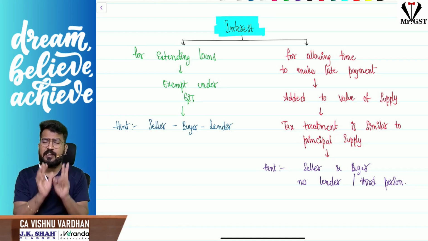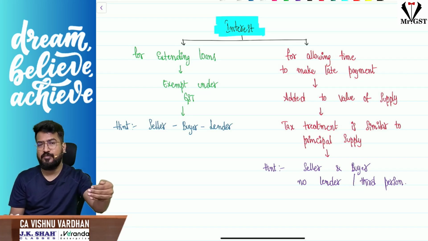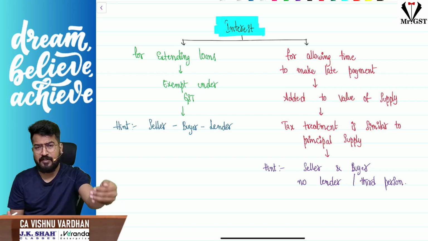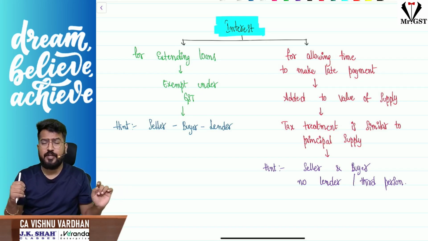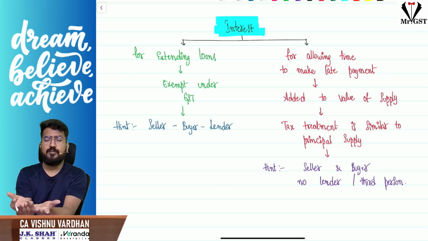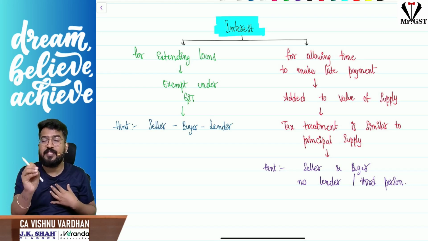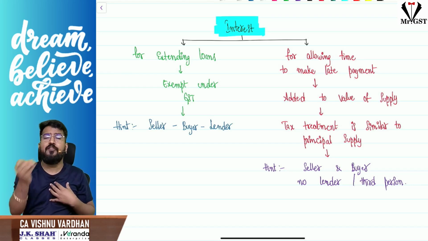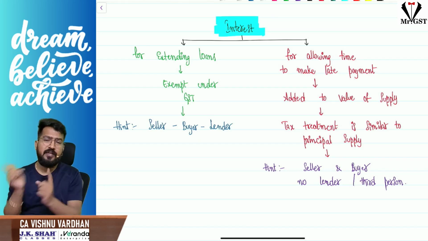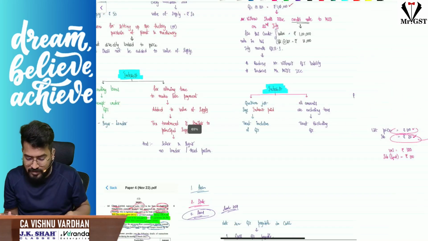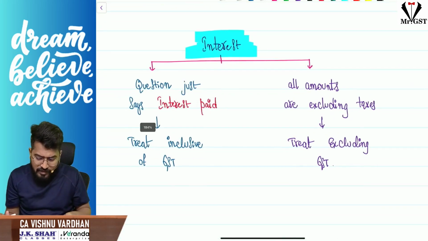That means, understand, interest will come in two circumstances. One is for extending loans, advances or deposits, where I am giving you a loan or allowing you to use my money and I am charging interest, exempt under GST. The second scenario is where I am only supplying some goods or services to you for which you are making payment to me but paying late interest or late fee or penalty for delay in payment of consideration. So that will be added to value of supply and will be subjected to GST. Okay, so that is the point. So that is regarding interest.